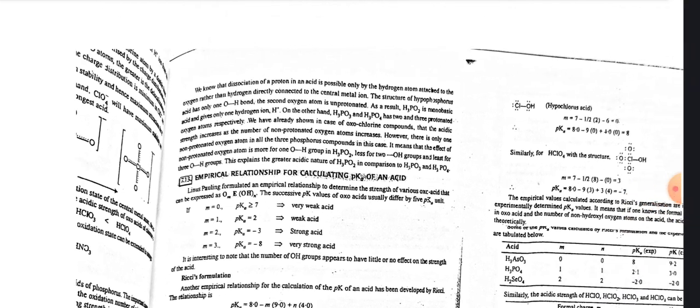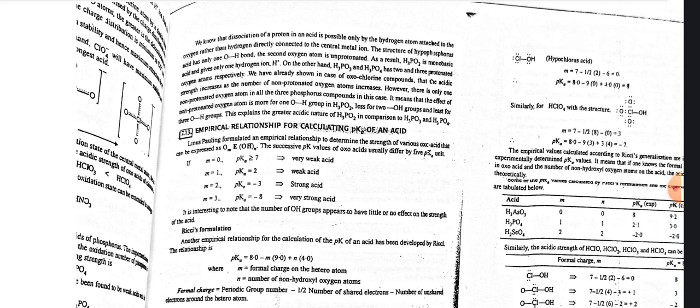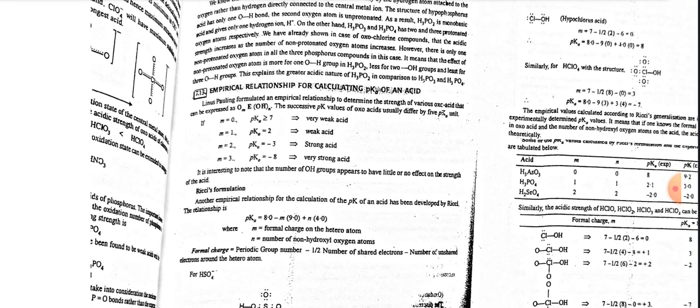We know that the association of a proton in an acid is possible only by the hydrogen atom attached to the oxygen rather than hydrogen directly connected to the central metal ion. The structure of hypophosphorous acid has only one OH bond. The second oxygen atom is unprotonated. As a result, H3PO2 is a monobasic acid, giving only one H positive. On the other hand, H3PO3 and H3PO4 have two and three protonated oxygen atoms respectively.